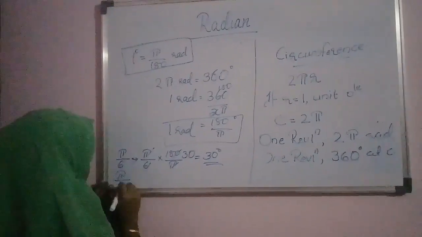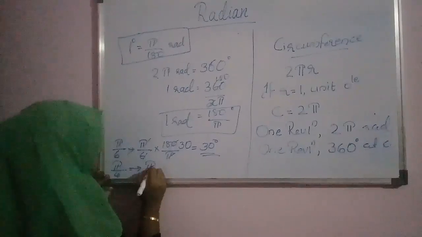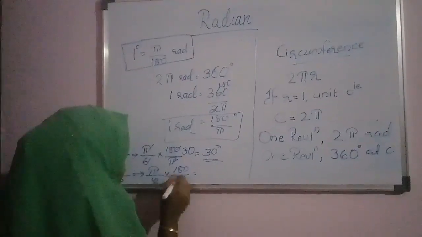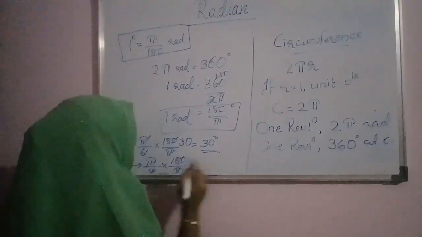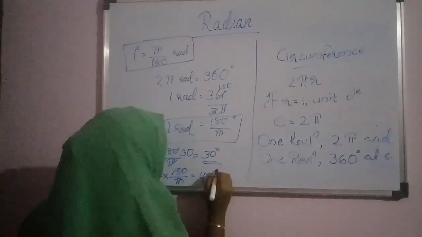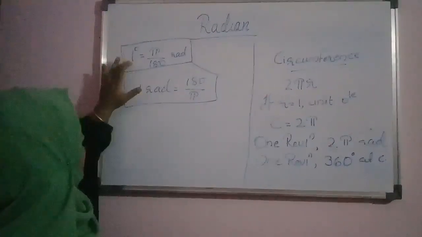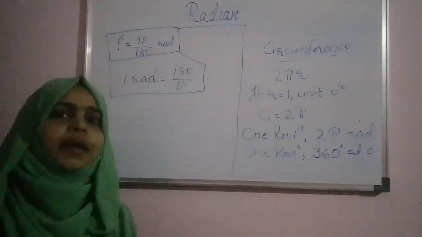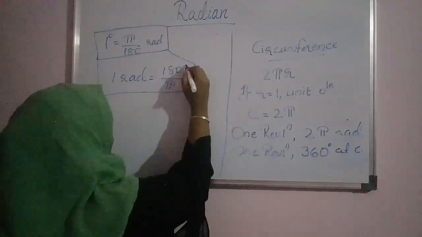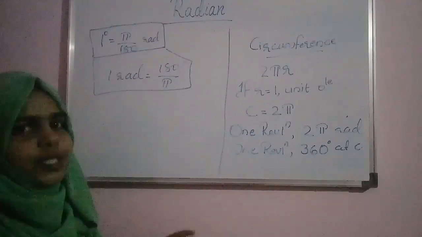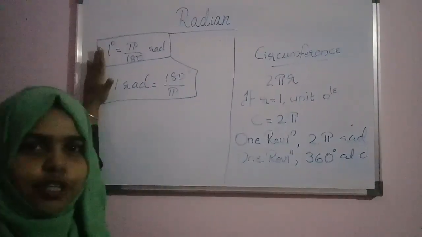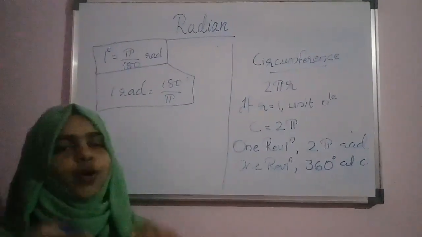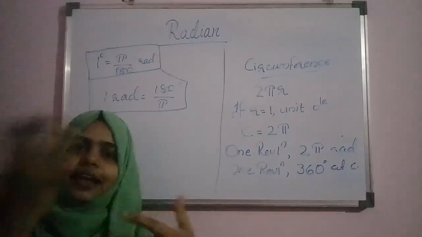Now pi by 4. Pi by 4 is equal to how many degrees? Pi by 4 into 180 by pi. Pi gets cancelled, and 180 by 4 we get 45 degree. Got it? 1 degree is equal to pi by 180 radian and, reverse, 1 radian is 180 by pi degree. So don't forget, you should know the basics of this equation, then you can convert any degree into radian and any radian into degree.